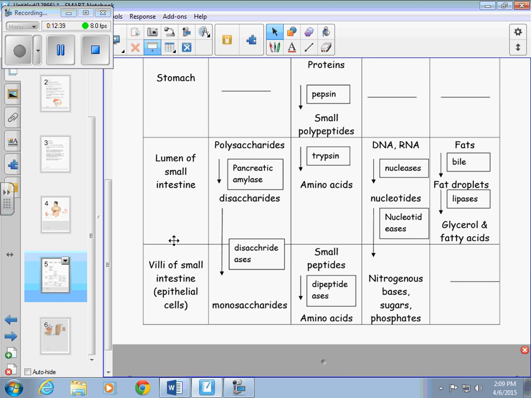And then in the last section here, in the villi of the small intestine, this is where we're finally going to get all of our very small monomers. So we have our monosaccharides, our smallest particles of the carbohydrates. That's our glucose and our simple sugars. We're finally seeing some amino acids from our proteins. And for the DNA and the RNA, now we are seeing the components of the nucleotides. So we have nitrogenous bases, the sugars, and the phosphates. And the fats were already completely digested in the lumen of the small intestine.